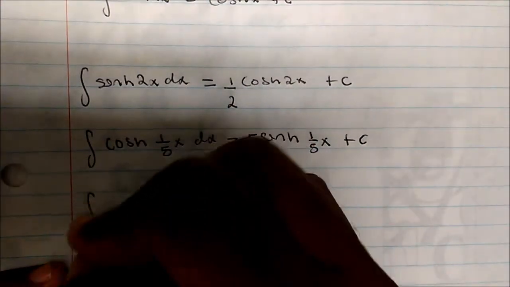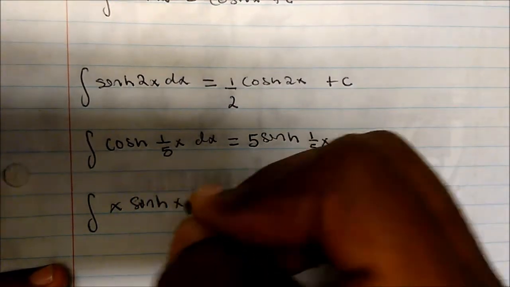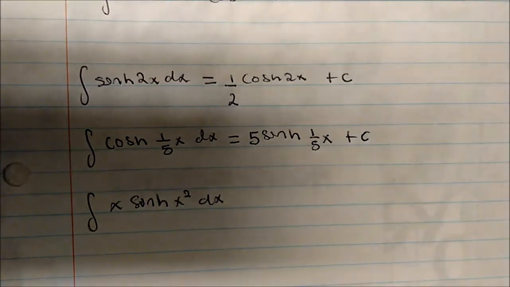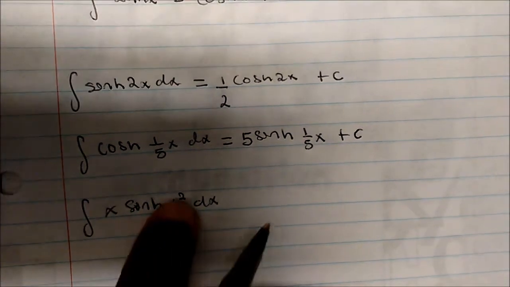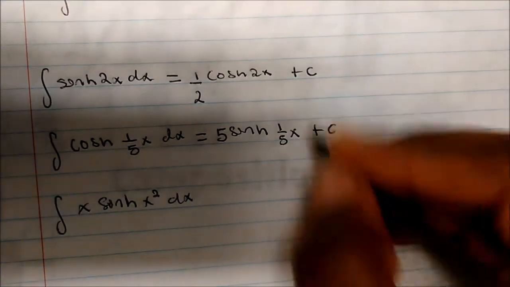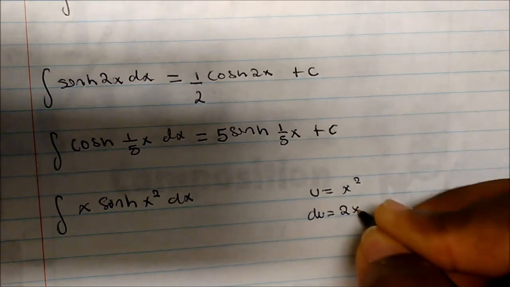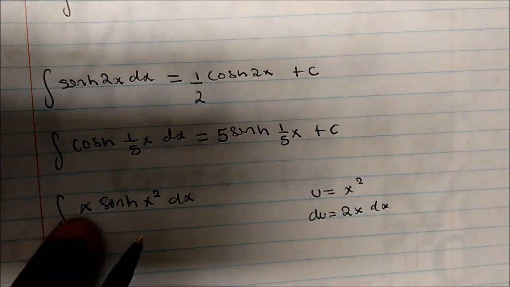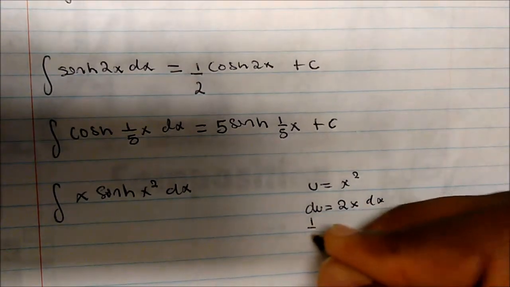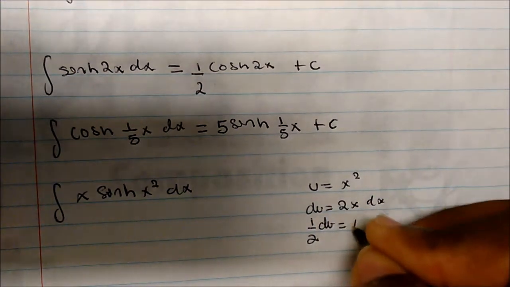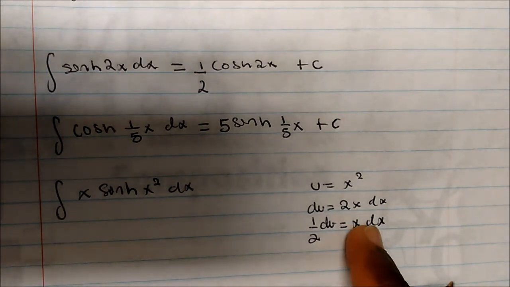What if I wanted to take the integral of x sine hyperbolic of x squared dx? What would this be? Well, to me, this looks like a u substitution problem. If I set my u to be x squared, then I know my du is 2x dx. Well, I have an x dx and not a 2x dx, so if I divide by 2 on both sides, I get 1/2 du to be x dx. So 1/2 du is what I'm substituting in for x dx.